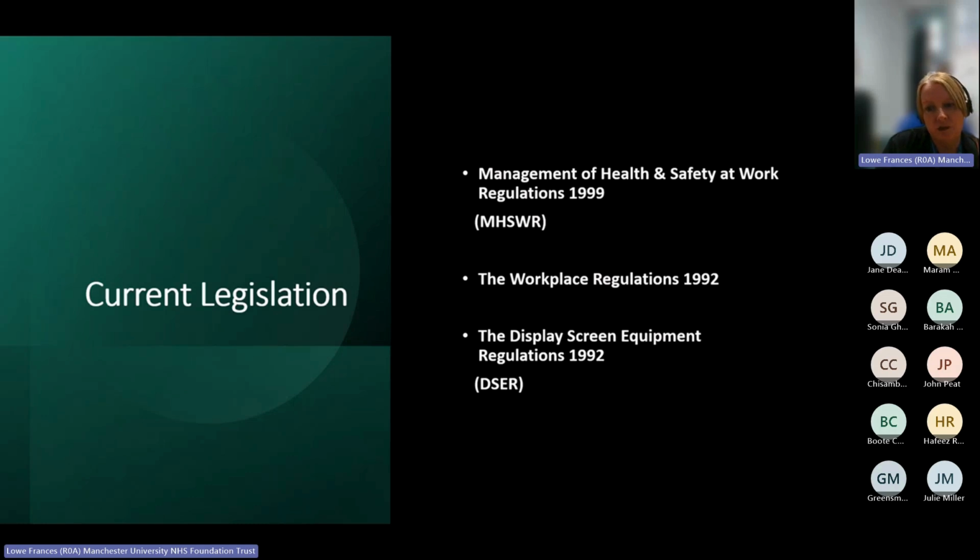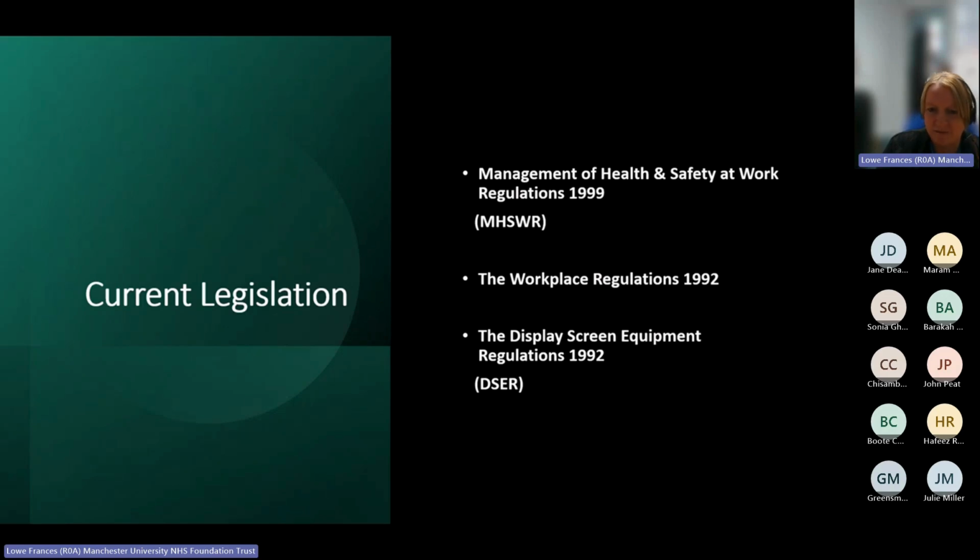Workplace regulations were introduced to ensure that employers provide adequate lighting, heating, ventilation, workspace, providing staff facilities such as toilets and tea rooms, and safe, clear passageways through the working environment. And this all obviously helps with the health and well-being of the workers and ensuring that they get adequate breaks as well.